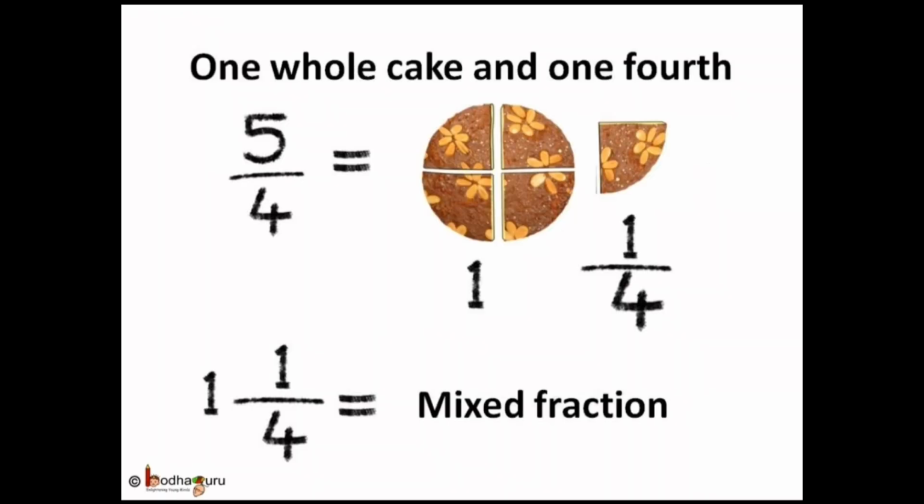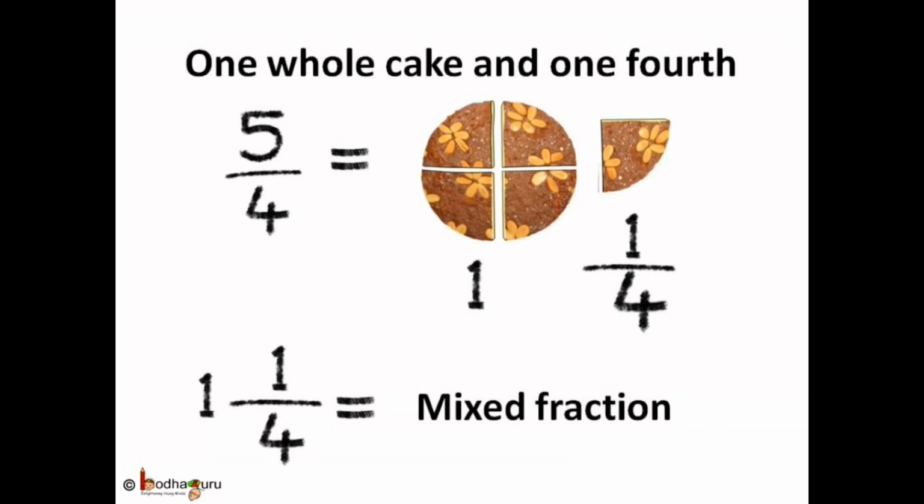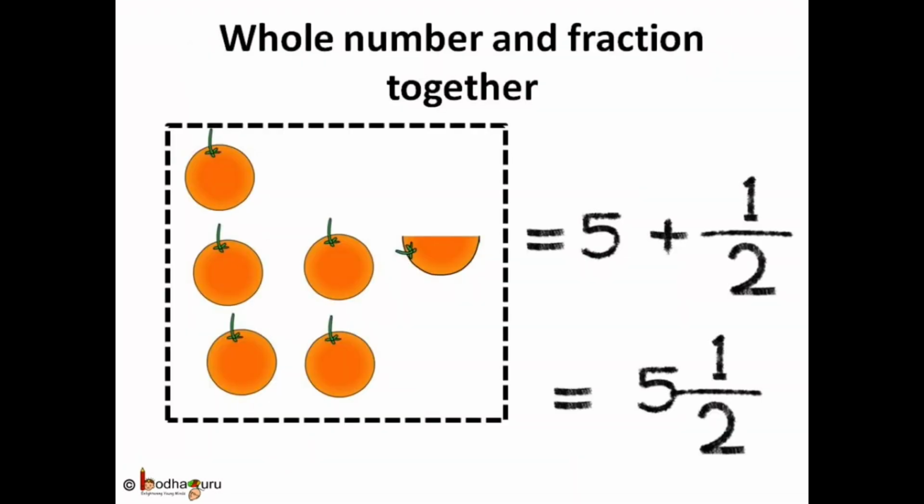Suppose we take the example which we have taken in the beginning, that is the 5/4 cake. In this example, 1 is the whole number and 1 by 4 is the proper fraction. So, a whole number and a proper fraction together can be called a mixed fraction. For example, 5 whole oranges and half of an orange together can be said as 5 1 by 2, that is 5 whole and 1 by 2.